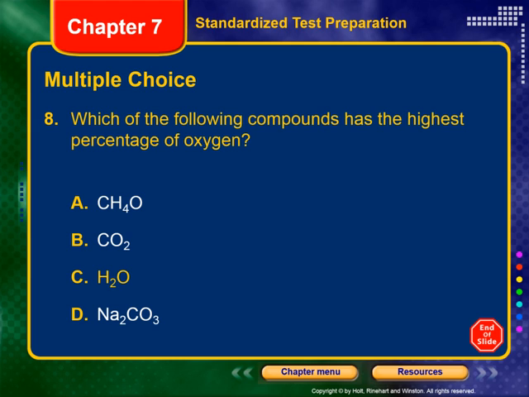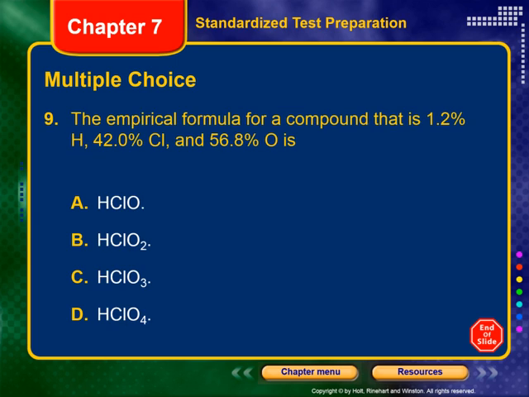H2O is going to have the highest percentage of oxygen. Not necessarily the most oxygen, because carbon dioxide has 2 oxygens, and that sodium carbonate has 3 oxygens. But we're talking about the percent mass compared to the entire sample. Because the only other thing present in water is those 2 teeny tiny hydrogens, it has a larger percent oxygen.